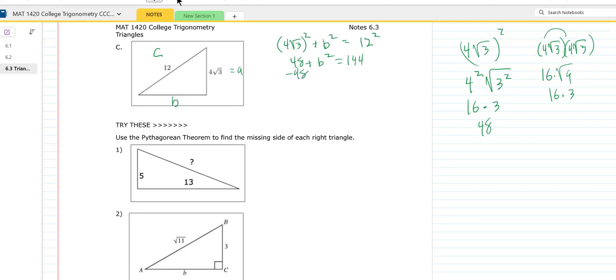Now we can subtract 48 from both sides. And just take my calculator on that. 144 minus 48 is going to give 96. So I get b squared is equal to 96. Okay, so now I'm going to apply the square root property.